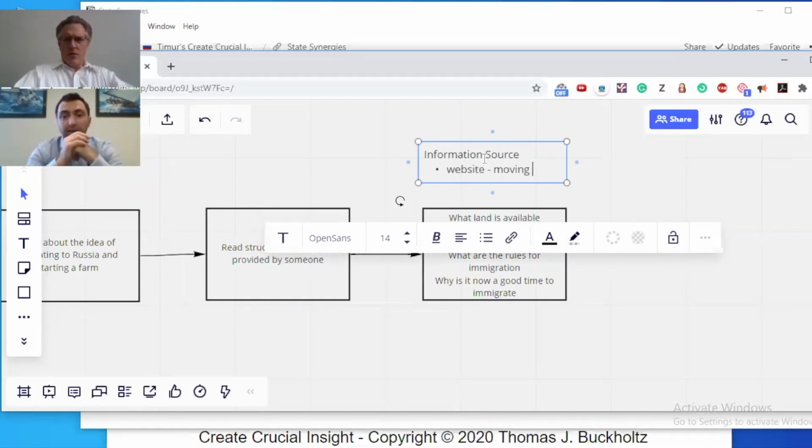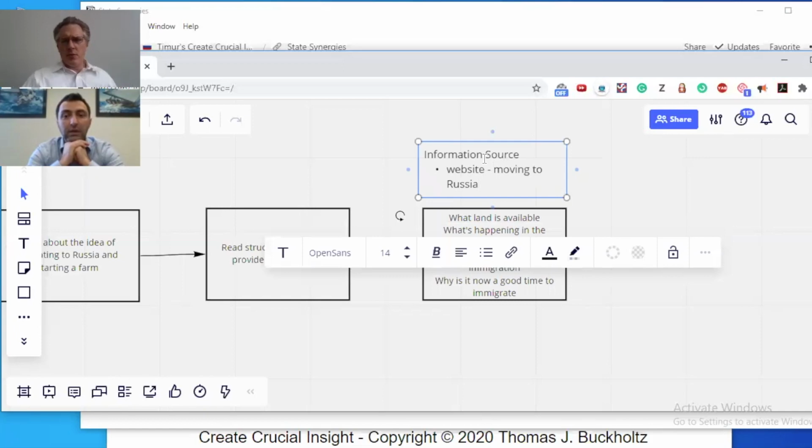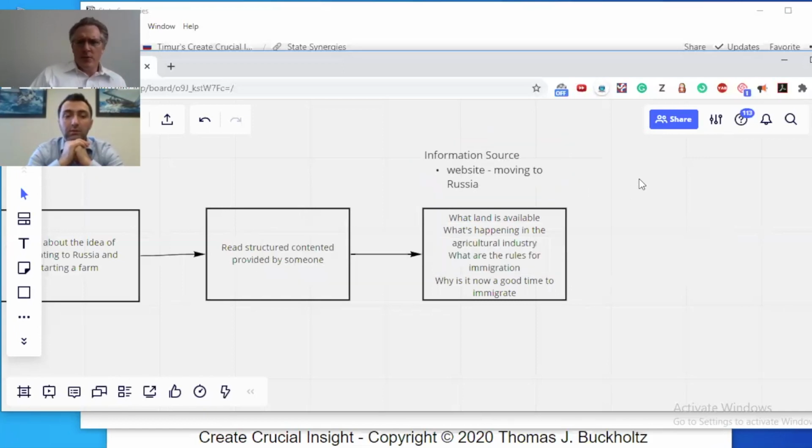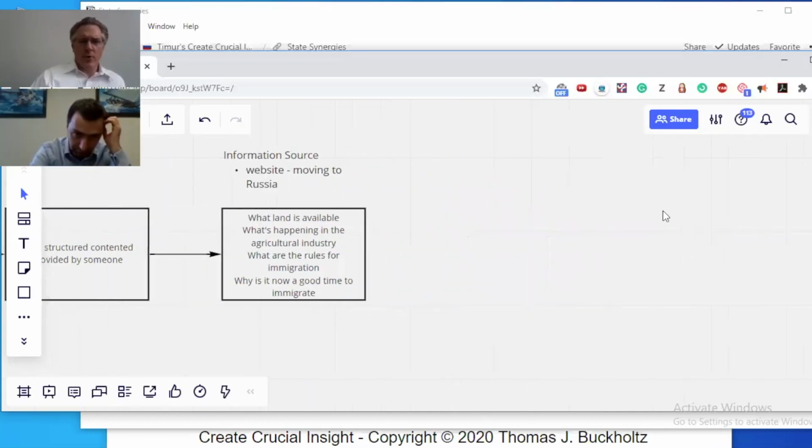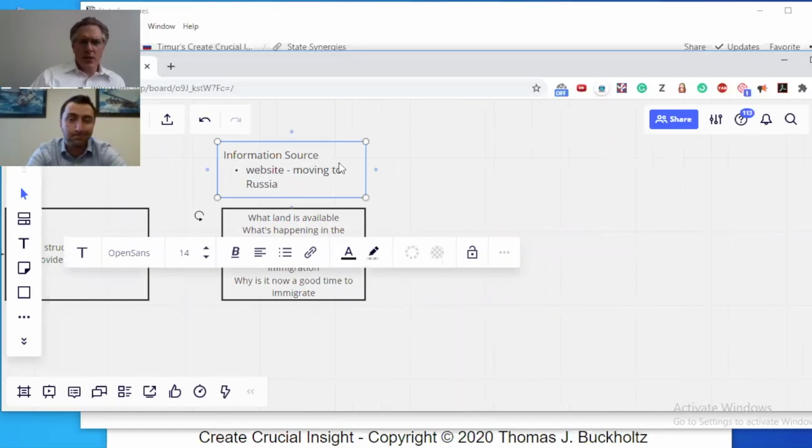It's not there yet because we're only working on it. Yeah, we're doing the content and everything, but we have the name: the Moving to Russia website. Okay.